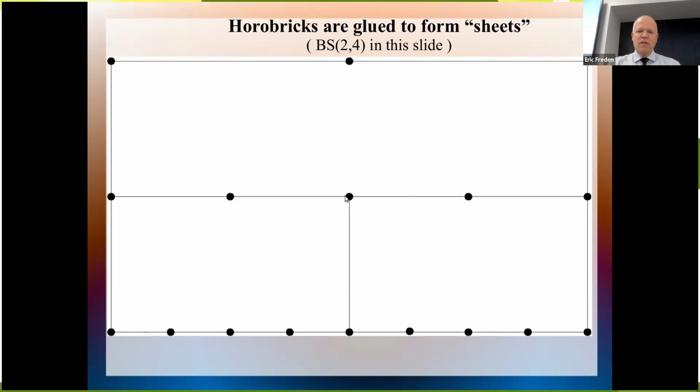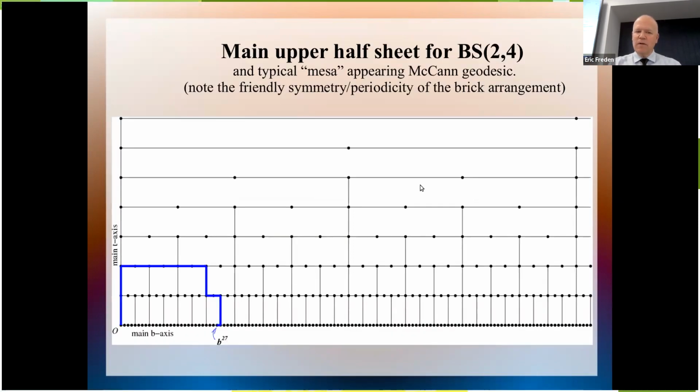For instance, this node in the middle here, it has a B edge going into it. It has a B edge going out of it. It has a T edge going into it, but it doesn't have a T edge out. The graph is incomplete, but I'm still gluing these relators to get part of the Cayley graph. And I can glue them together into a bigger sheet like this. So here's a half sheet.